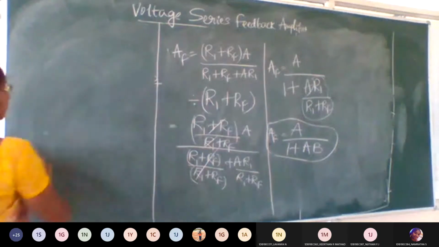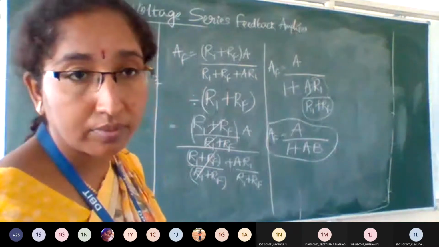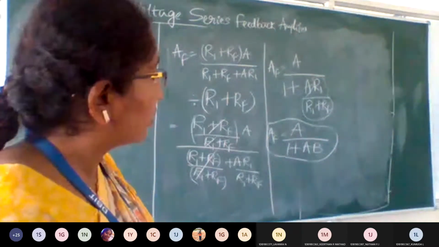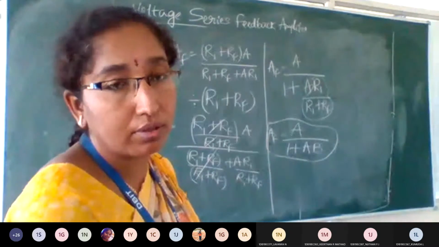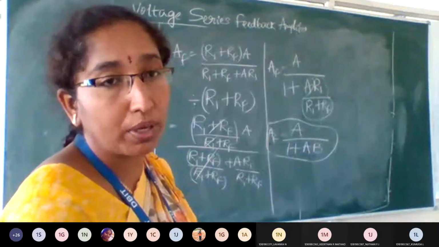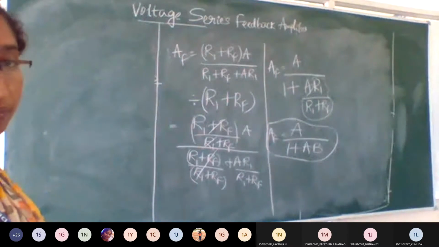Ma'am, B is the open loop gain without feedback. Oh no, B is the gain of the feedback circuit. A is the open loop gain, B is the gain of the feedback circuit, and AB is the loop gain.